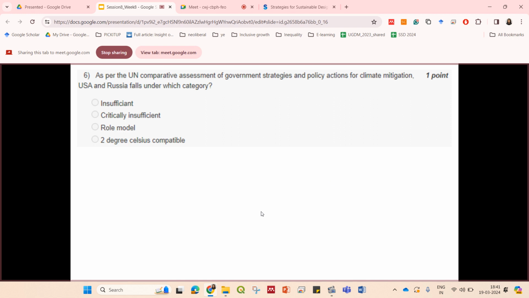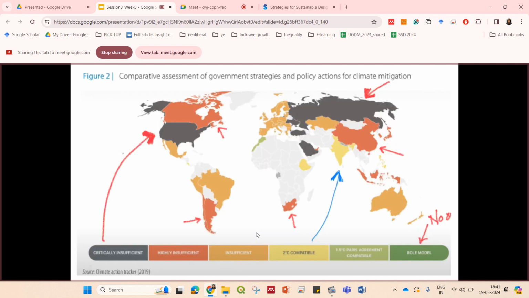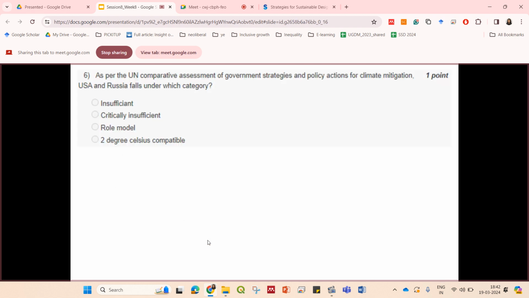So our question asks us in which category the USA and Russia fall. So you can see the USA and Russia fall in the category of critically insufficient. So that is the answer to this question, critically insufficient.